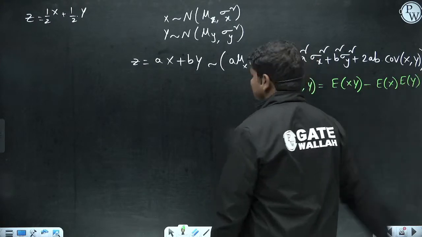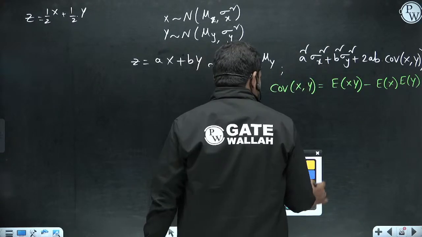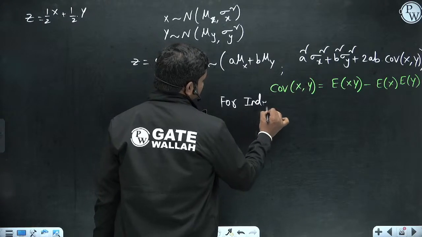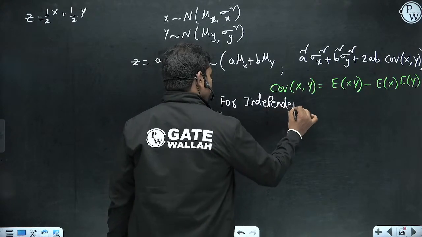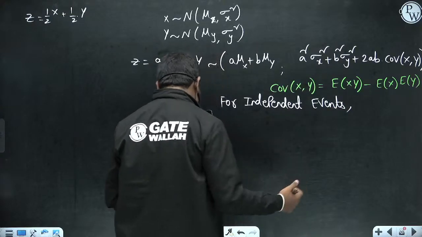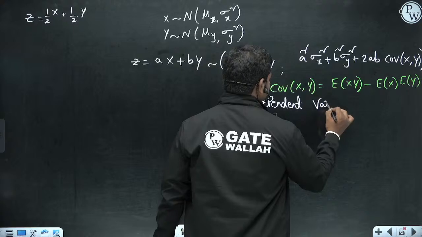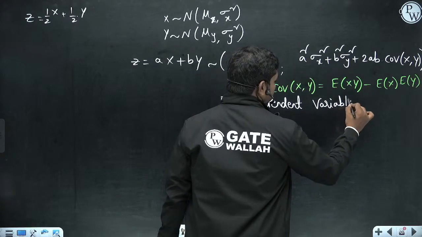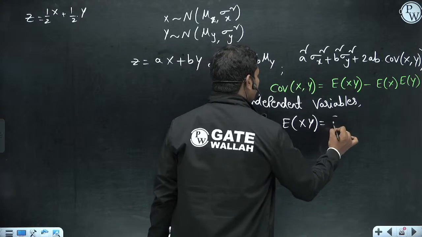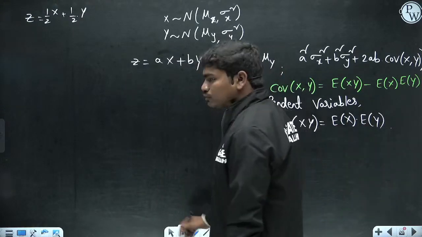Okay, normally we do this from the integration techniques. Now if you see this, for independent variables, expectation of XY is equal to expectation of X into expectation of Y. Okay, so normally this comes from this property.